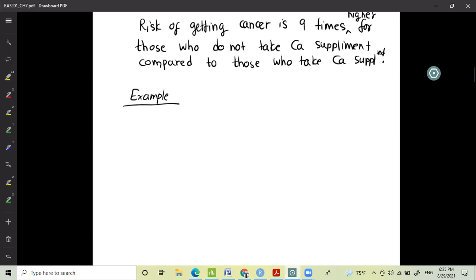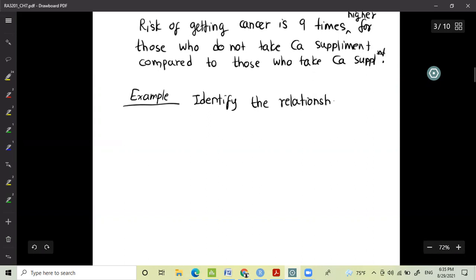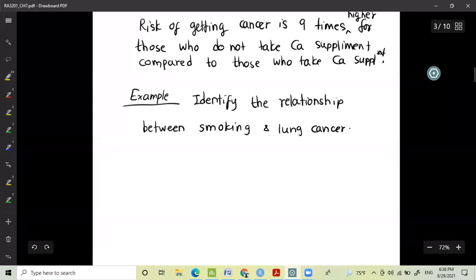Okay, so this is a study about, we're going to identify the relationship between smoking and lung cancer. Okay, smoking and lung cancer. Right. So here's the table.